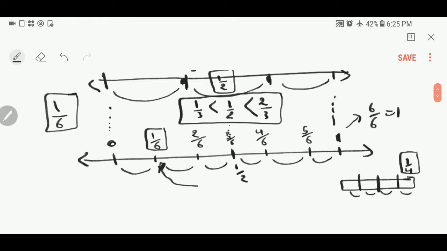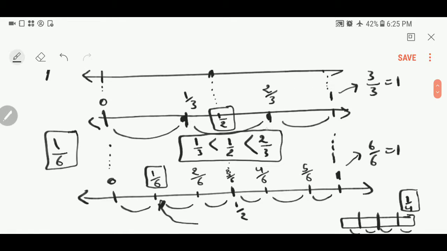But if we want to compare it with 1/3, for example, or 2/3, 2/3 will fall somewhere here. 2/3 is somewhere here. 1/3 will be somewhere here. So 1/3 is actually equal, because see, 2/6 is exactly 1/3 if you simplify it, right?